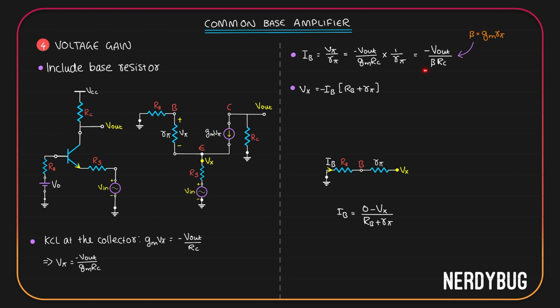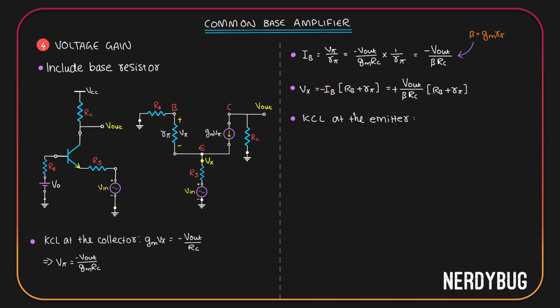But Ib is minus V out by beta Rc. So we can write Vx is plus V out by beta Rc multiplied by Rb plus R pi. The negative we have over here and the negative here got cancelled and it became positive.